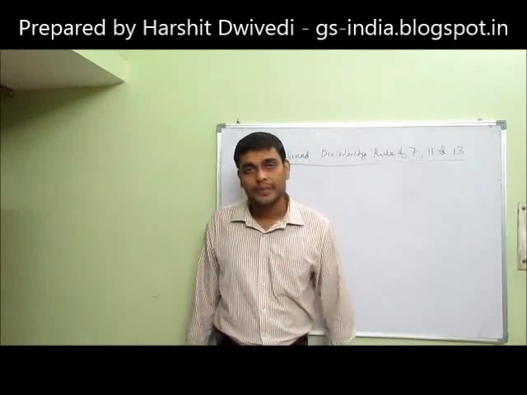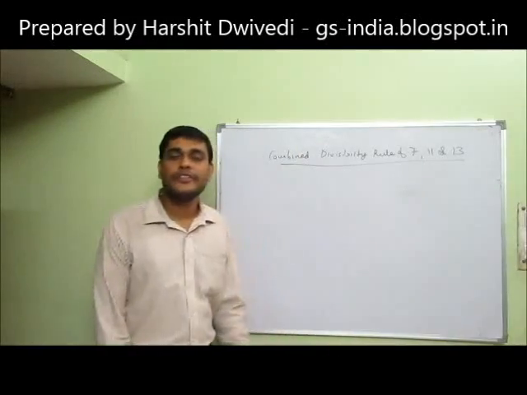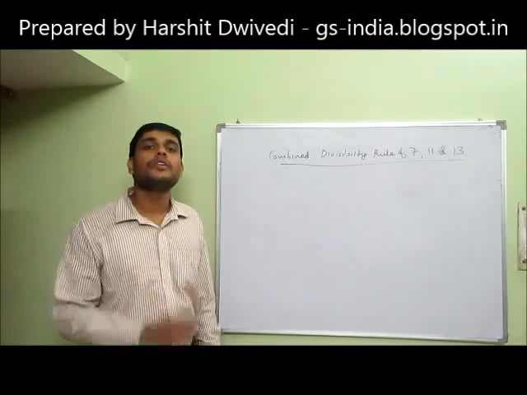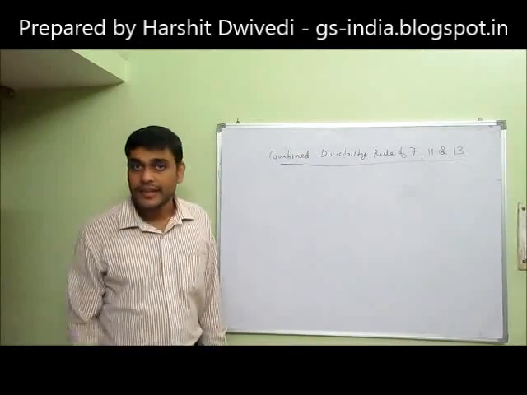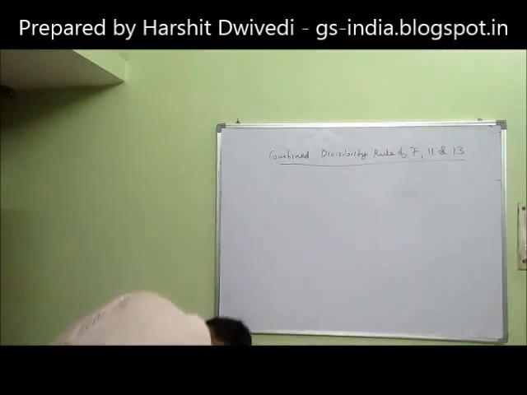At this point of time, I want to tell you a combined divisibility rule of 7, 11 and 13, which is also called the case of triplets. That is the case of triplets.